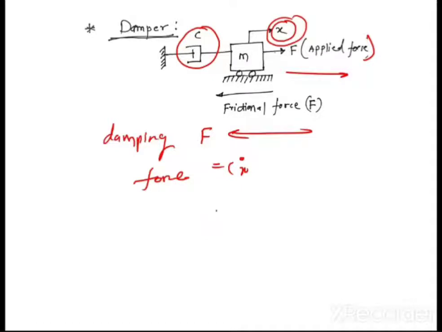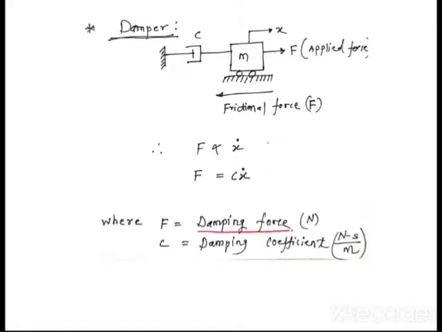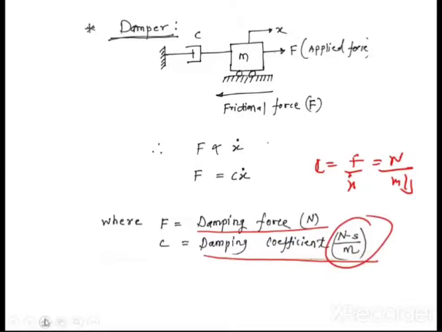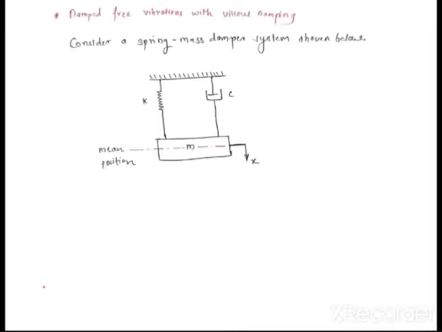Is it clear, guys? This diagram I have already explained. F is directly proportional to x dot, so F is equal to Cx dot. F is the damping force in Newtons and the damping coefficient is in Newton seconds per meter, because C is equal to F upon x dot, that is Newton upon meter per second, so Newton seconds per meter. I have already explained this in the last lecture also. Is the fundamental clear?